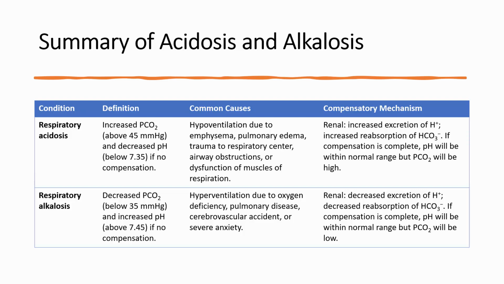Now, this could be compensated again by the kidneys: decreased excretion of hydrogen, decreased reabsorption of bicarbonate. If compensation is complete, pH will be within the normal range, but PCO2 will be low.